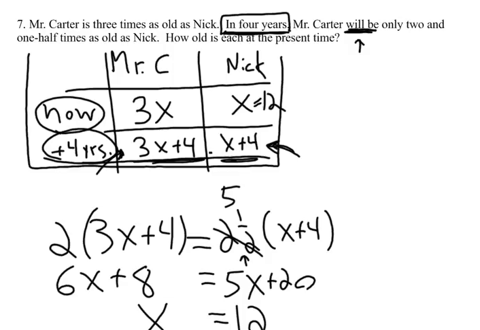Because the question is, how old is each at the present? Well, Nick is 12. In order to find out Mr. Carter, we've got to plug in the 12 there. 3 times 12 is 36. Okay? So their ages are 12 and 36.